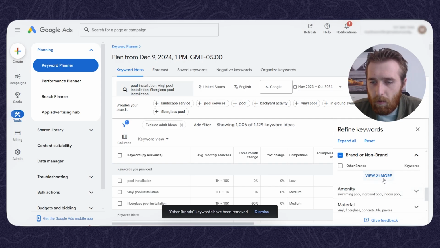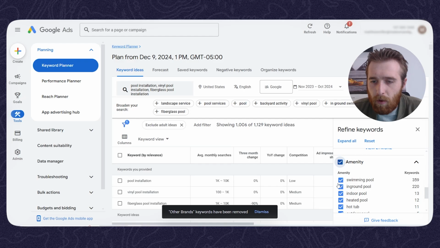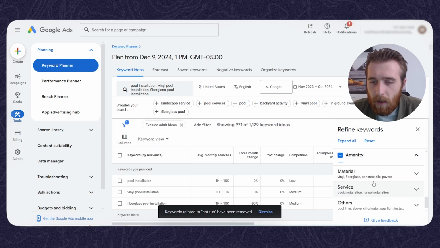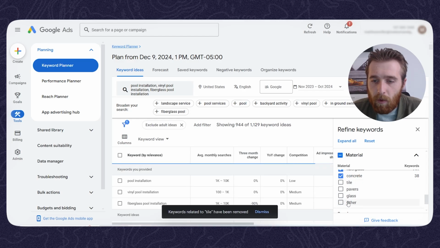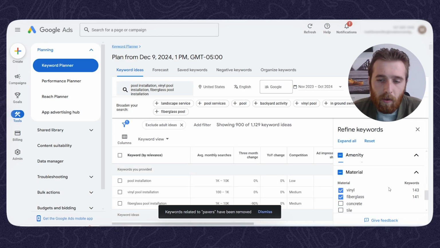And let's keep going. Amenities, swimming pool. So we're not doing, well, let's say we don't do indoor pools. We don't do heated pools, hot tubs, outdoor pool. Yeah, we could do that. Materials. Maybe we don't do tile. We don't do paver. We don't do that. We don't do concrete. We only do vinyl and fiberglass.